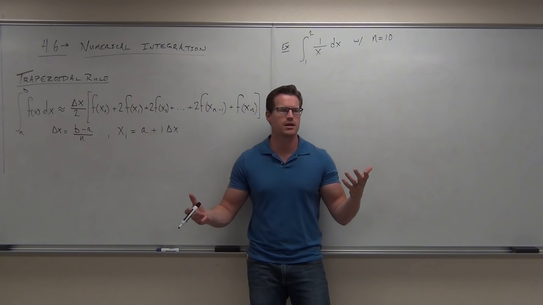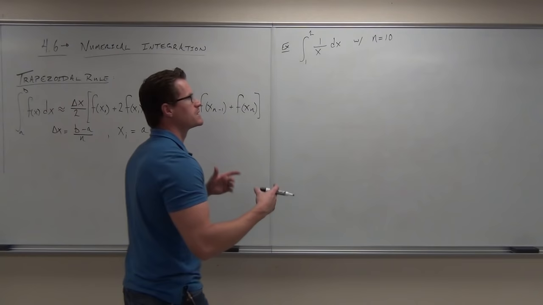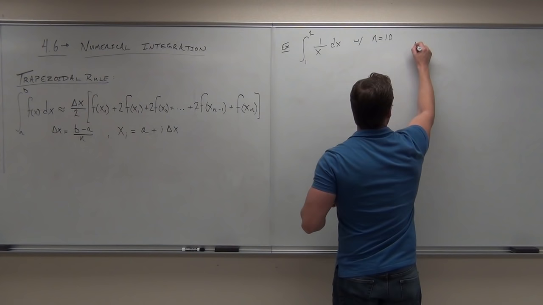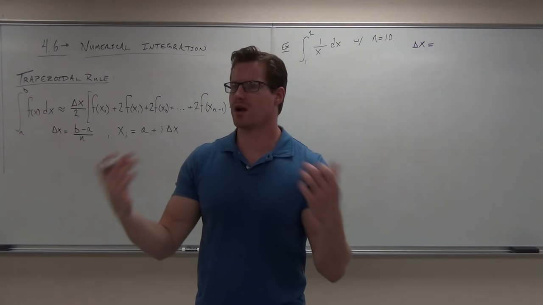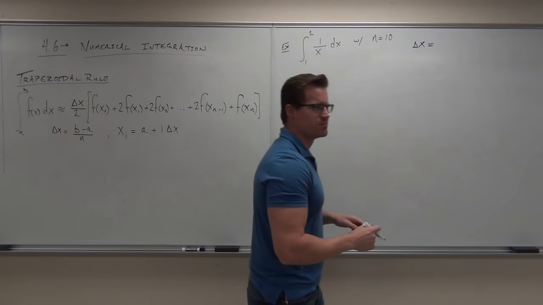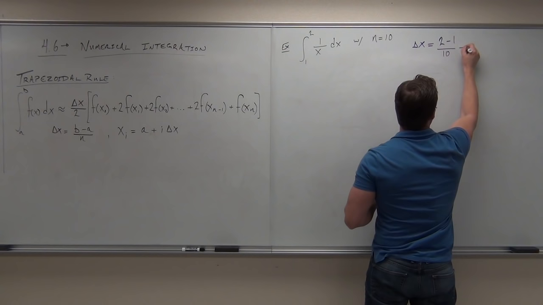So for us, this would have been impossible back in Calculus 1. So all we would have done is try to approximate it. Here's how we're going to approximate it. The first thing we do, we figure out delta x. Of course, that's going to be important for us. So to figure out delta x, delta x is b minus a over n. All those things are going to be given to you if you have a definite integral. What's our b? 2 minus 1 over 10. Perfect. That's going to be 1/10.